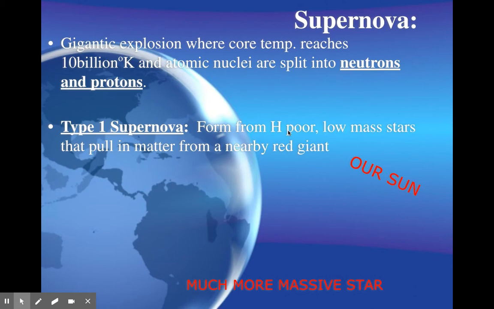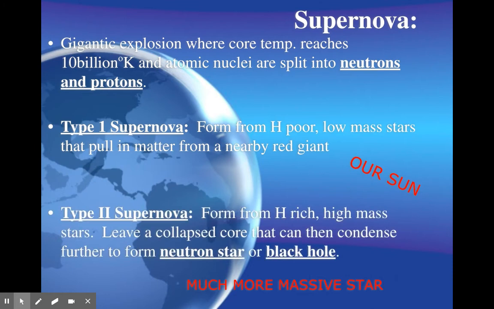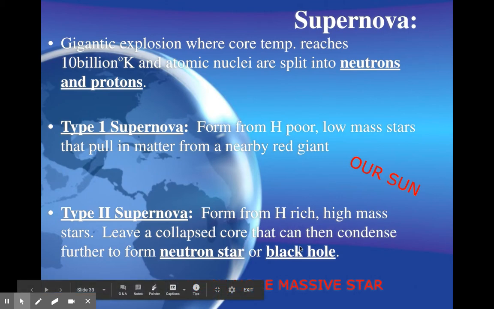Remember, a level 1 supernova, like our sun, is basically when the red giant just kind of sheds those outer layers. Think of it like a giant fireball blanket going out into space. But level 2 supernovas is the big one. That's the one that's the giant explosion like we just talked about. And it's going to create what we call a neutron star and a black hole.